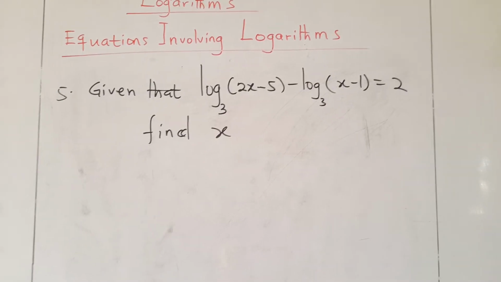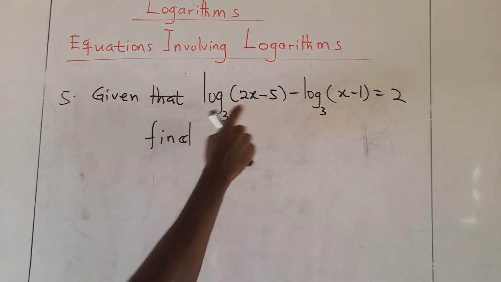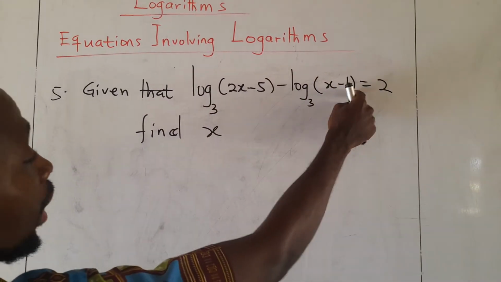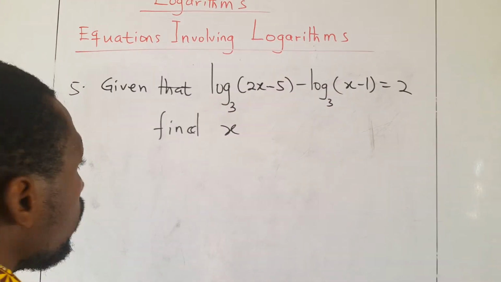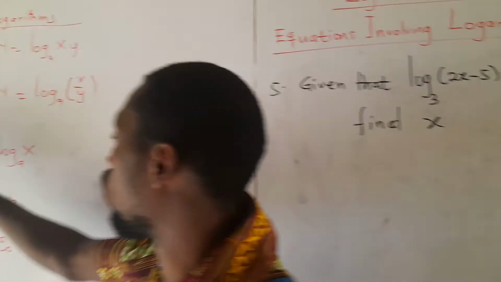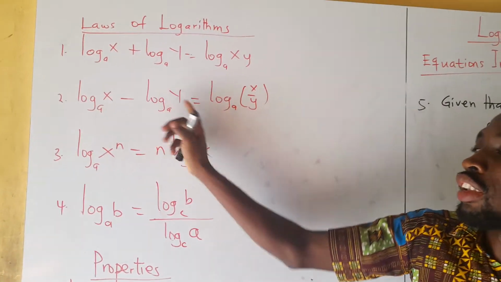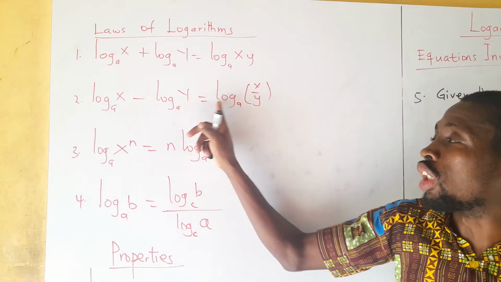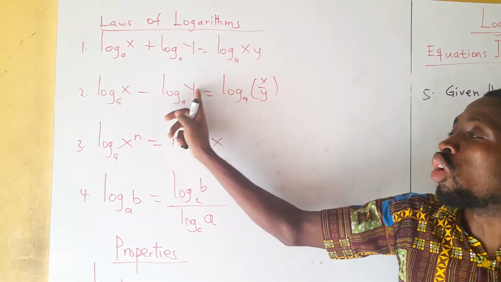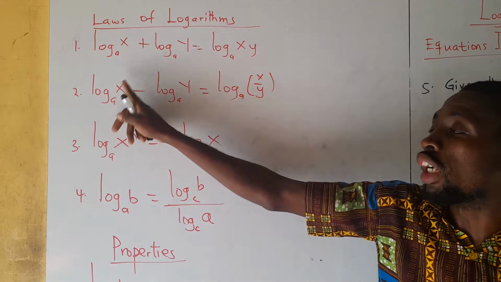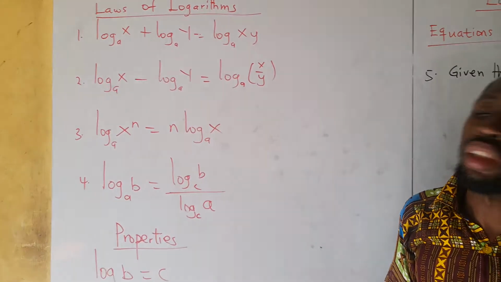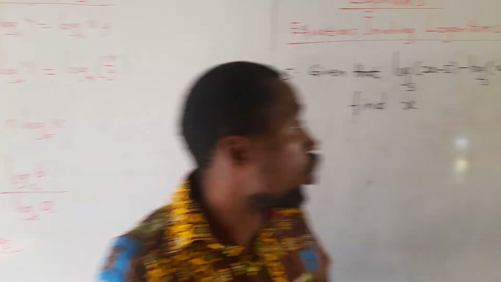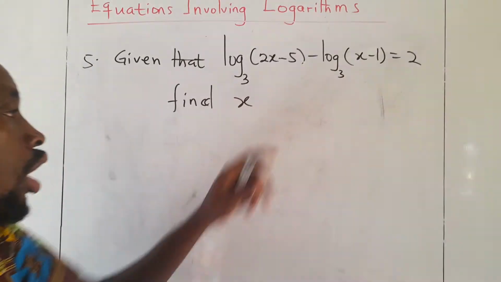So our fifth question is, given that log 2x minus 5 base 3 minus log x minus 1 base 3 is equal to 2, we should find the value of x. Please remember this law. It says that when two logarithms are subtracted with the same base, we just repeat the log and the base, then the logs will divide. We say log x base a minus log y base a is equal to log x over y base a. We'll use that law to do this.